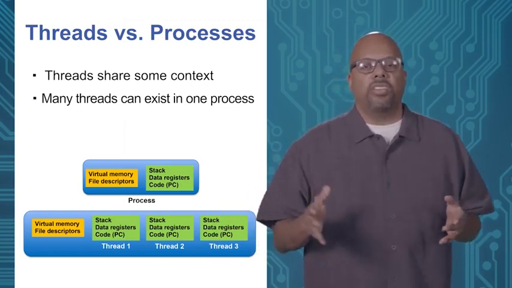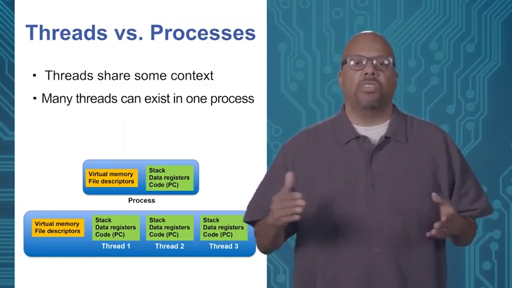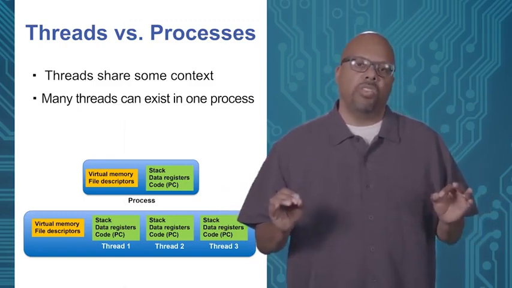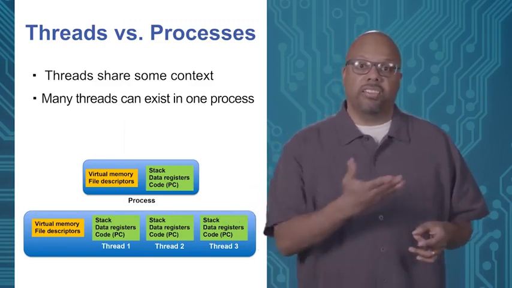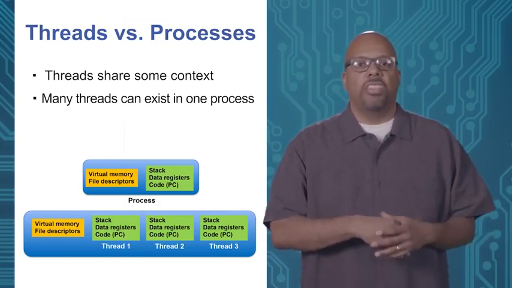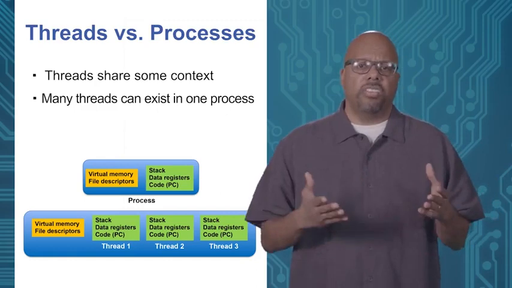Now, each one of these threads does have unique context, right? The stack is unique for every thread. The code is unique for every thread. The data registers are unique for every thread. So there is unique context between different threads. But they also share context, like that stuff in orange. That's the virtual memory system. That's the same, right? The file descriptors, those are the same. So, you know, this isn't an exhaustive list, these pictures.